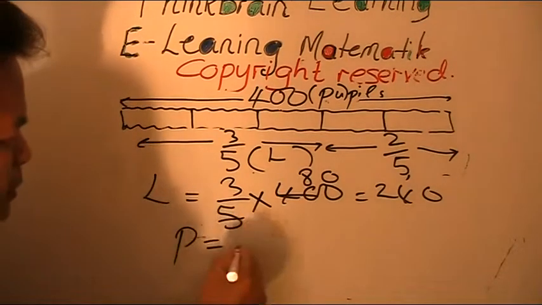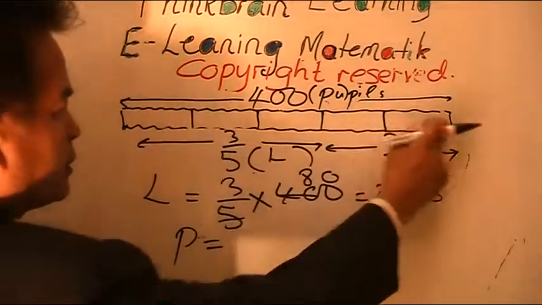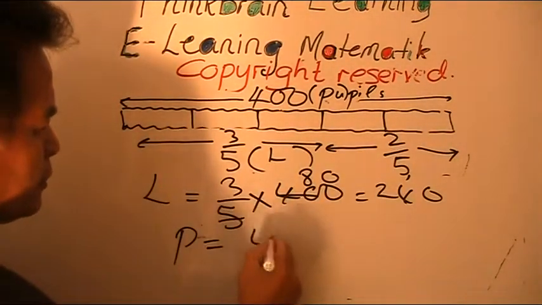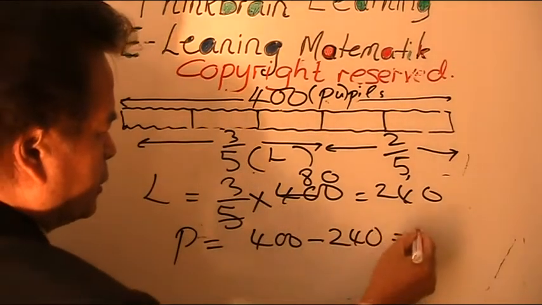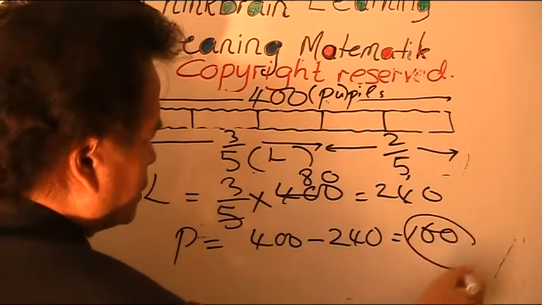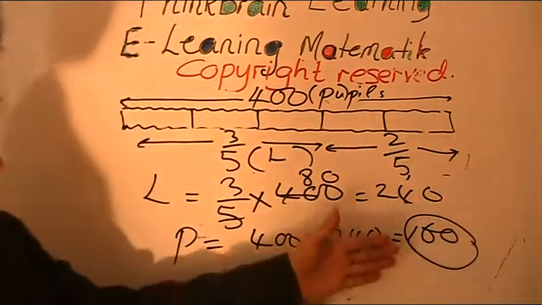Girls, we take what? 400 minus this, 400 minus 240. You get 160. So you get the same answer. Okay? So this is also another way.